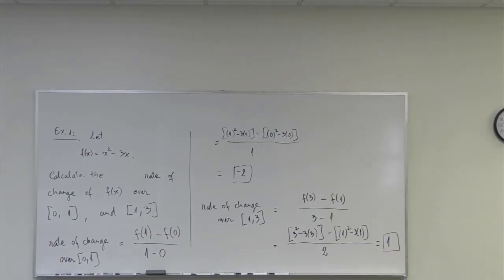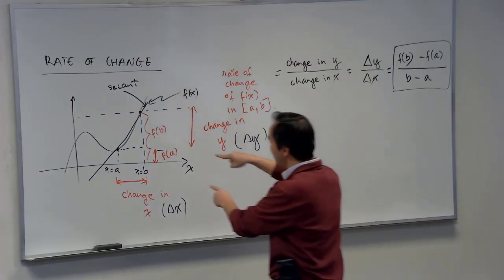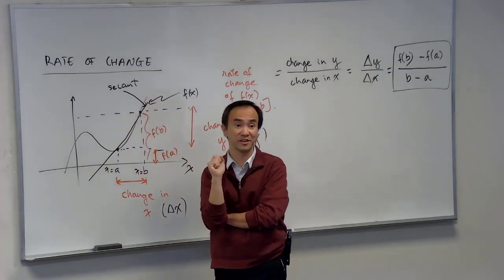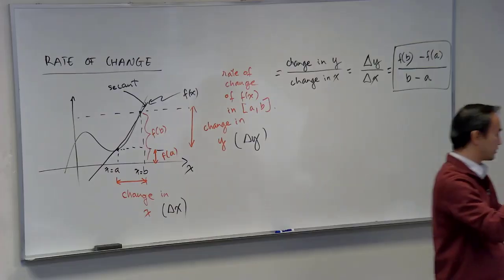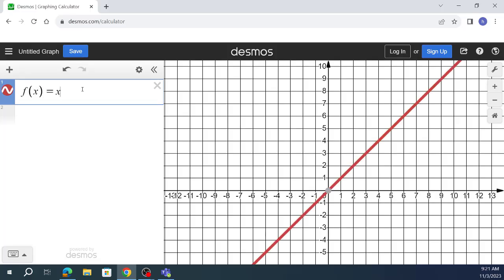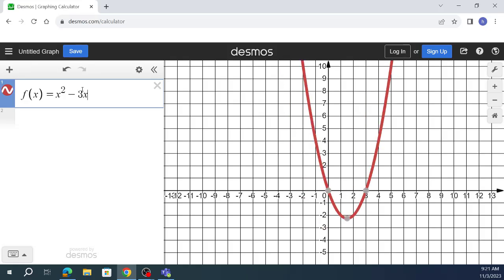So let's quickly demonstrate this through the picture. As I was saying earlier, the rate of change is simply the slope of the line if you connect the two points indicating the change. Let me bring that into the picture again. Here's our function, f of x, which is x squared minus 3x. You guys all agree? Okay.